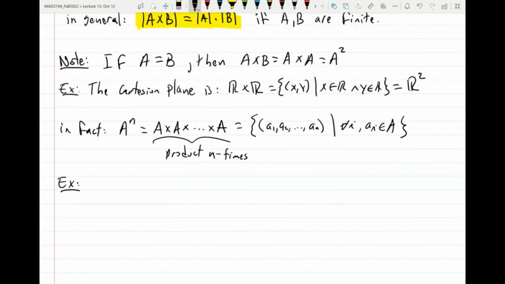Example: show that A cross B cross C is not the same as (A cross B) cross C. Of course, here, when I write this, even if I don't say it, A, B, and C are sets, okay? In other words, there is no associativity when you do Cartesian product. So if you do A plus B plus C, show that this has nothing to do with this. How would you go about justifying this?